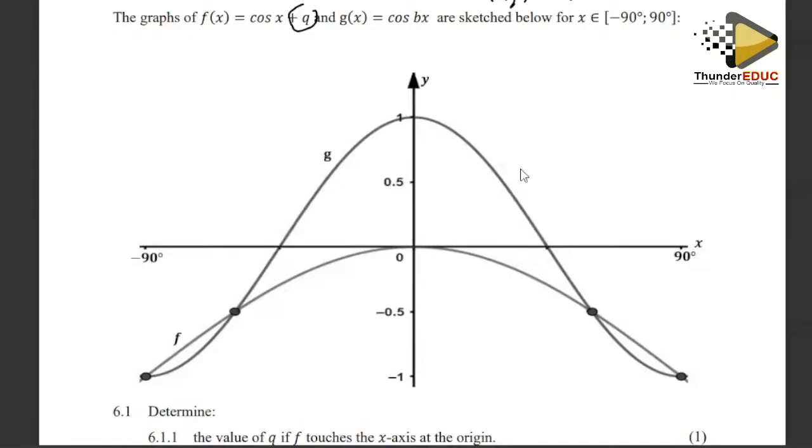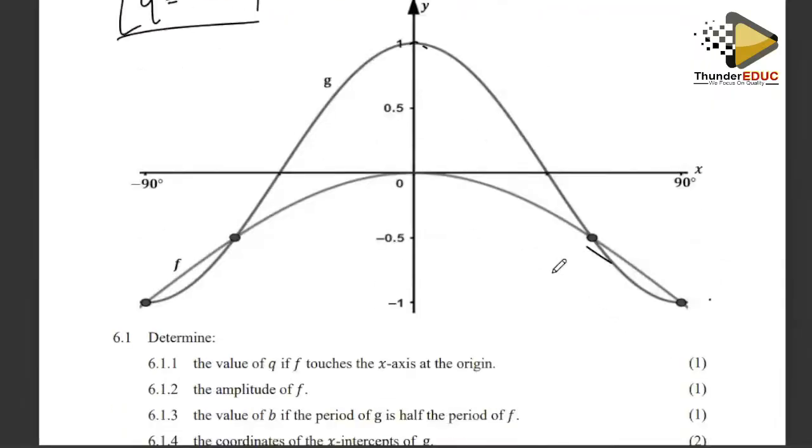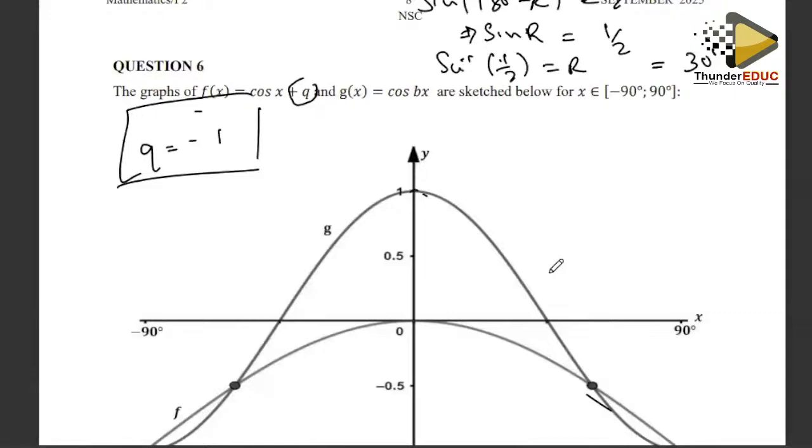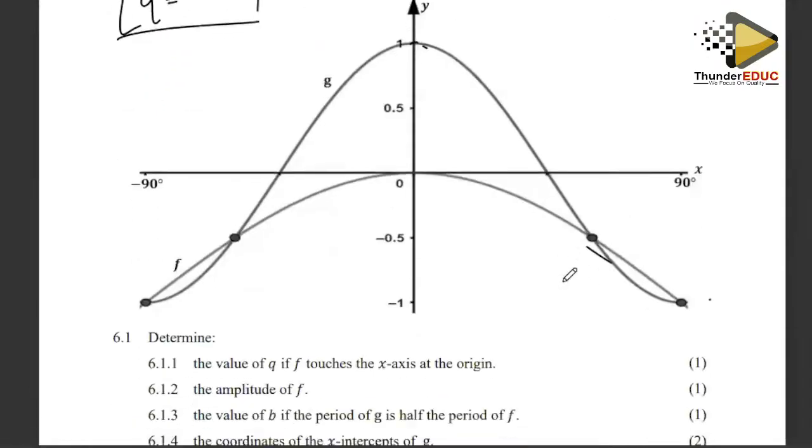So we know that originally the graph is just supposed to pass through 1 and then up until -1. But now it has been dropped down. So q is going to be -1. The graph has been shifted 1 unit down. Then the amplitude of f. The amplitude is going to be 1, because it is the maximum minus minimum divided by 2.